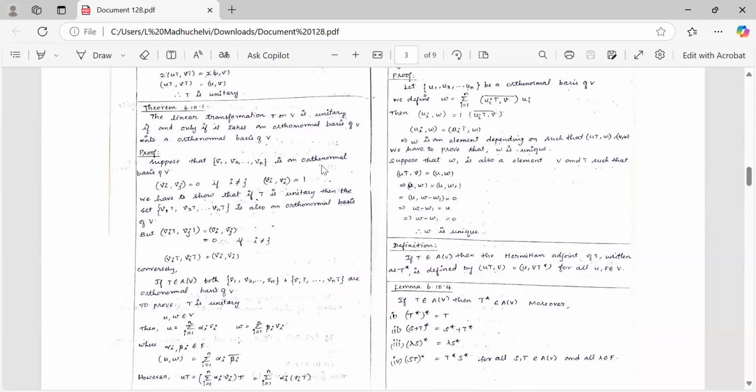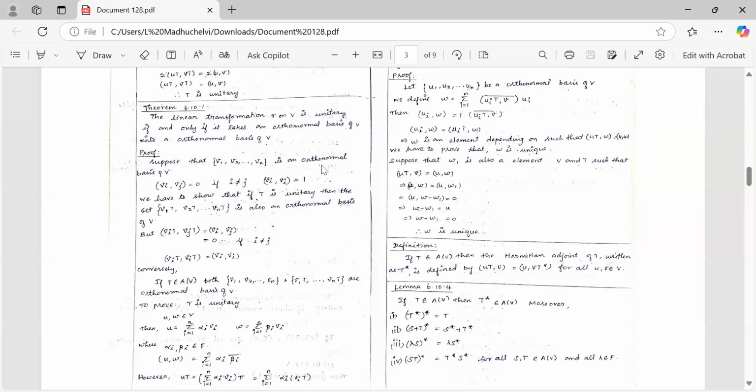Let us see a theorem. The linear transformation T on V is unitary if and only if it takes an orthonormal basis of V into an orthonormal basis of V. So it is the necessary and sufficient condition for a linear transformation to be unitary. Let us see the proof. Suppose that V1, V2, etc., Vn is an orthonormal basis of V. Then by the definition of orthonormality, the inner product (Vi, Vj) equals 0 if i is not equal to j, and (Vi, Vi) equals 1.